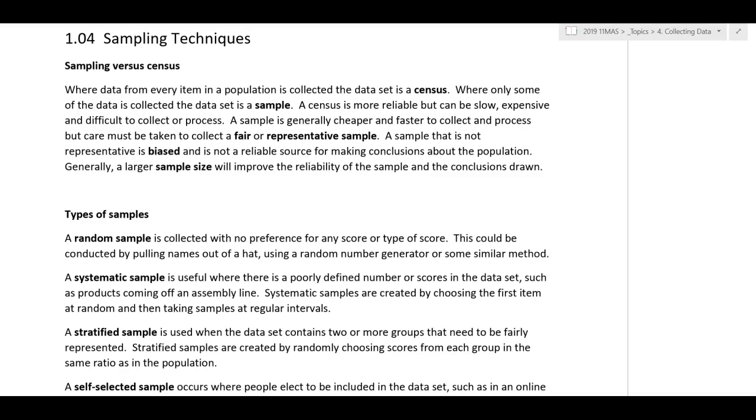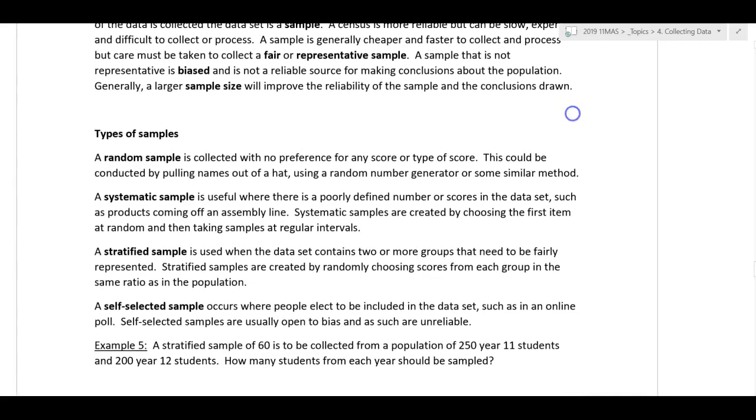Now, what types of samples are there? How can we collect a nice, representative, unbiased sample? Well, let's talk about some things that are not in the notes here first. Some ways of making sure we've got a good sample is that it's a large sample. Typically, the bigger the sample, the more reliable it is. A large sample is usually a better thing.